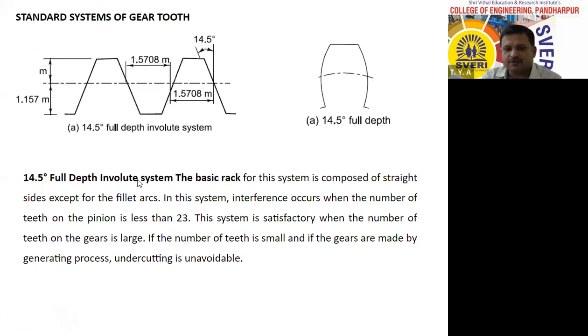14.5 degree full depth involute system. The basic rack of this system is composed of straight sides except for the fillet arcs. Fillet arc means this radius. In this system, interference occurs when the number of teeth on the pinion is less than 23. This system is satisfactory when the number of teeth on the gears is large. If the number of teeth is small, and if the gears are made by the generating process, undercutting is unavoidable. Undercutting means interference.